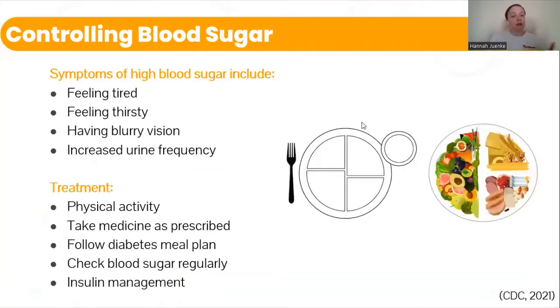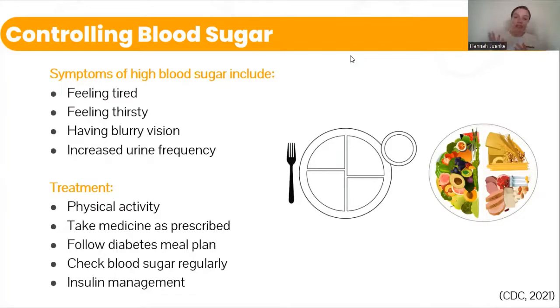So some other things to be mindful of, some symptoms of high blood sugar include feeling tired, feeling thirsty, having blurry vision, and increased urine frequency. So again, it's not going to be just one of these symptoms. It's going to be probably most of them. If you're experiencing all of these things and you're drinking loads of water, but you still feel really thirsty all the time, then that's something to note. Just increase some awareness on things that are happening with us. That may be a symptom of high blood sugar, again, if you're experiencing more than one of these symptoms consistently.